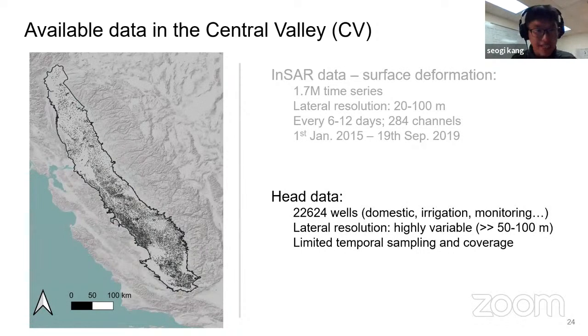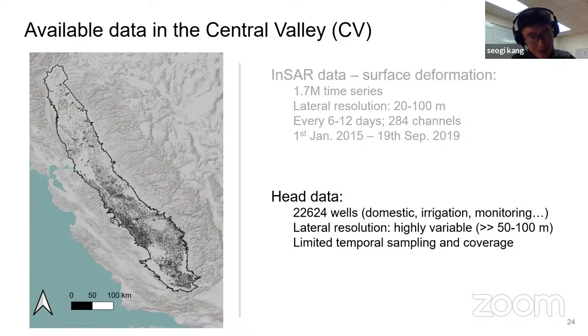We also have head data, which provides a kind of ground truth. We have about 20,000 well locations, including all types of wells, not just monitoring wells: domestic, irrigation, monitoring, municipal. And the lateral resolution is highly variable. Looking at this image, it looks like we have lots of well data. So what's the point of using remote sensing data? It seems like we already have a good resolution.